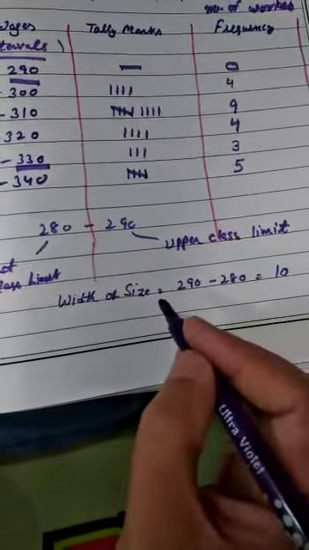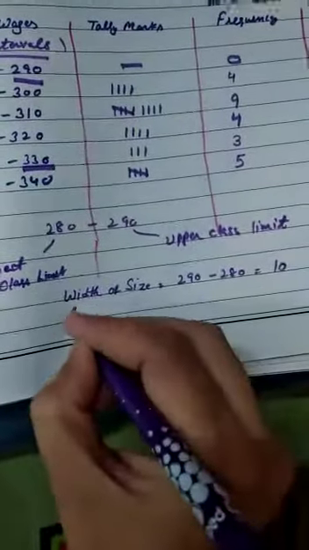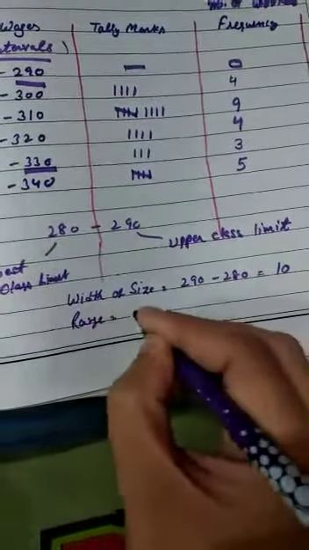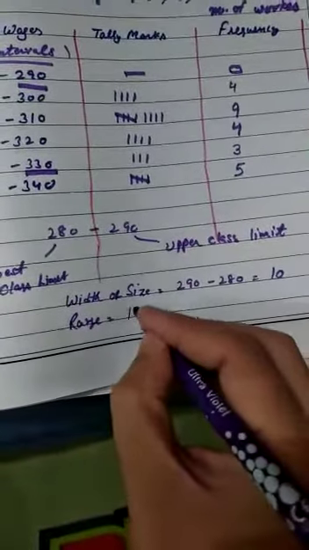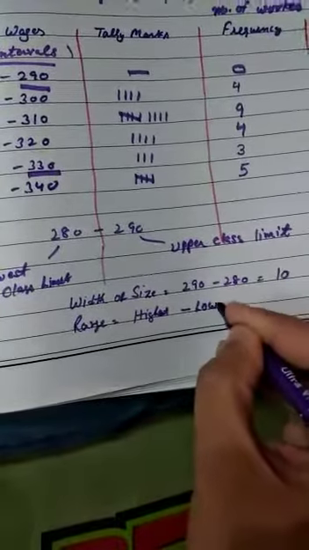We can define the range. Range is the highest value minus the lowest value, 339 minus 290. It is for the full class interval: highest value minus lowest value.